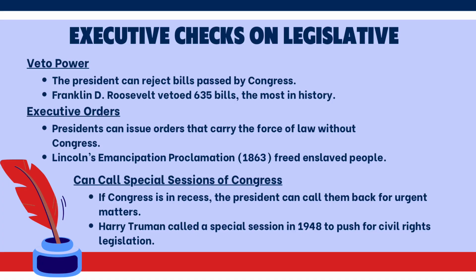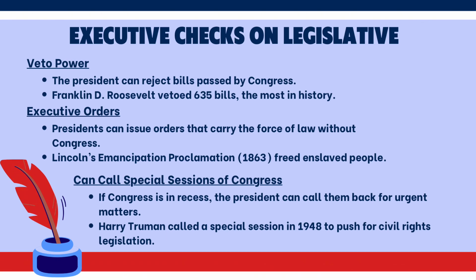Now let's talk about executive checks on the legislative. First, it has veto power. The president can reject bills. FDR holds the record for 635 vetoes, the most in history. Next is executive orders. Presidents can issue orders without Congress. Lincoln's Emancipation Proclamation freed enslaved people in Confederate states without congressional approval.